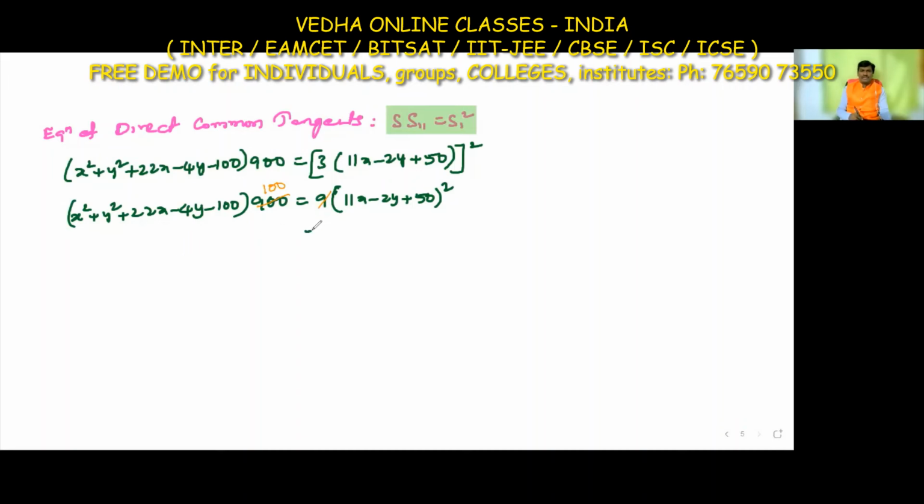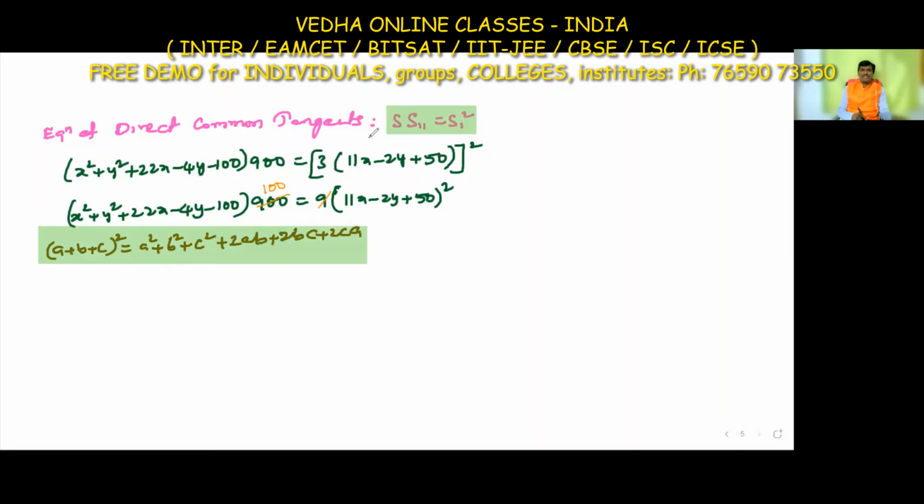Now the right side part, we have the a plus b plus c form. What is the formula for a plus b plus c whole square? It is a square plus b square plus c square plus 2ab plus 2bc plus 2ca. This is the formula we are going to apply now.